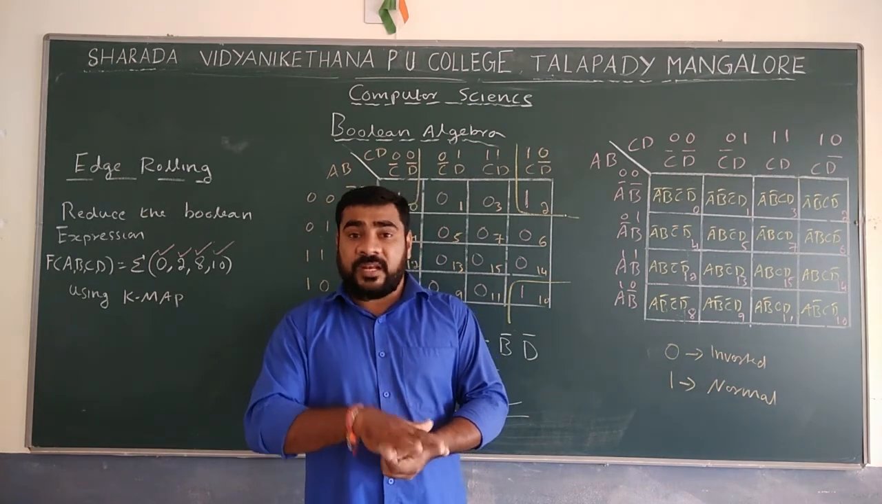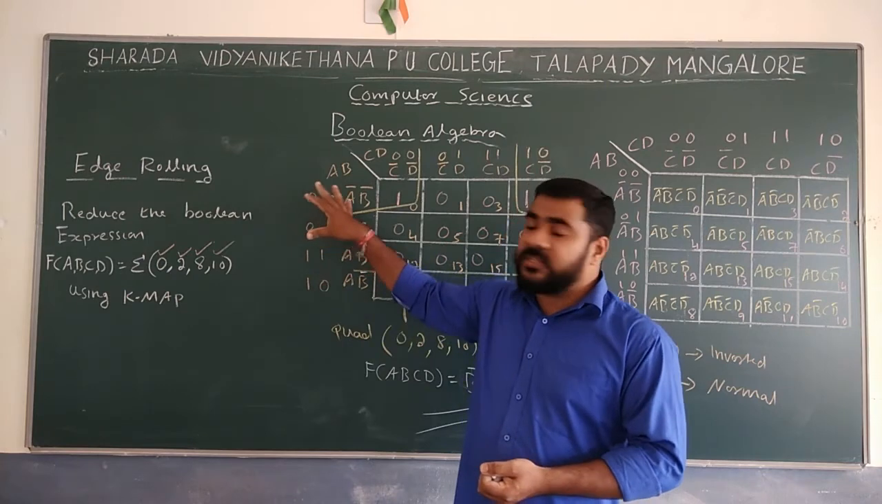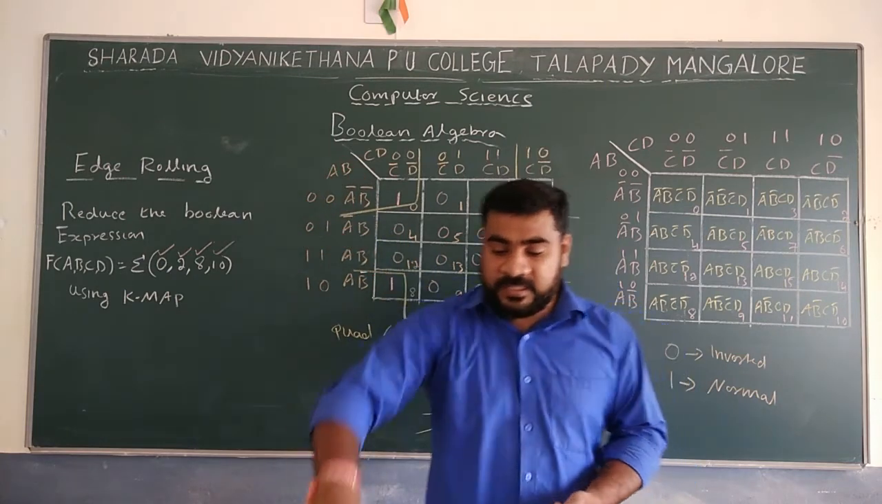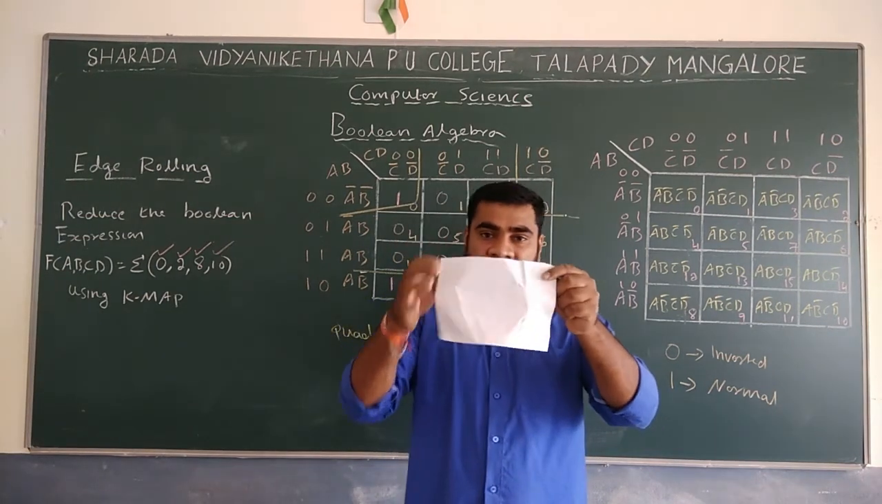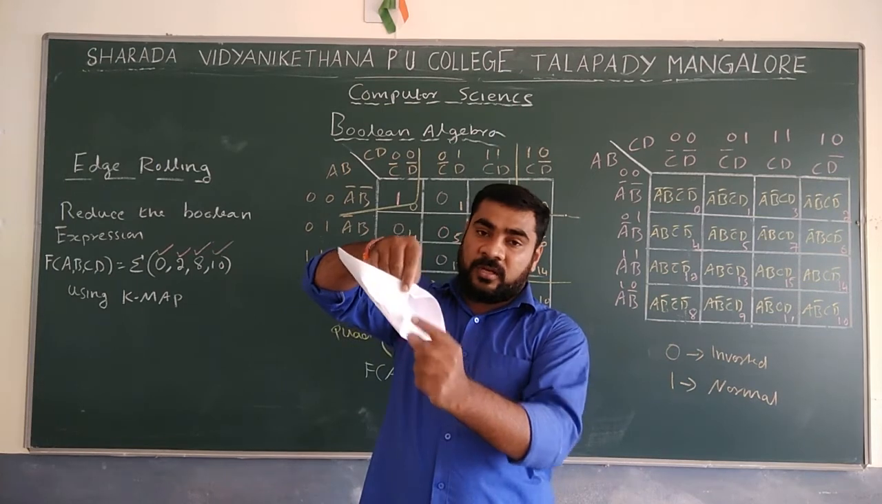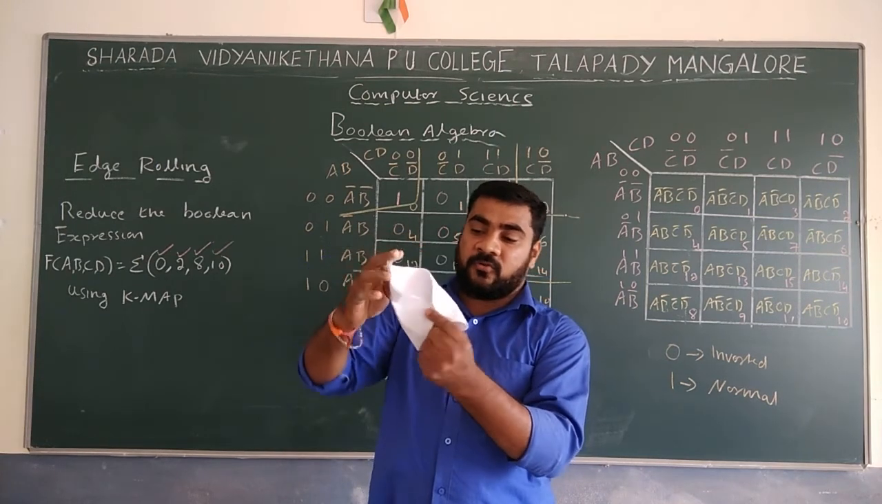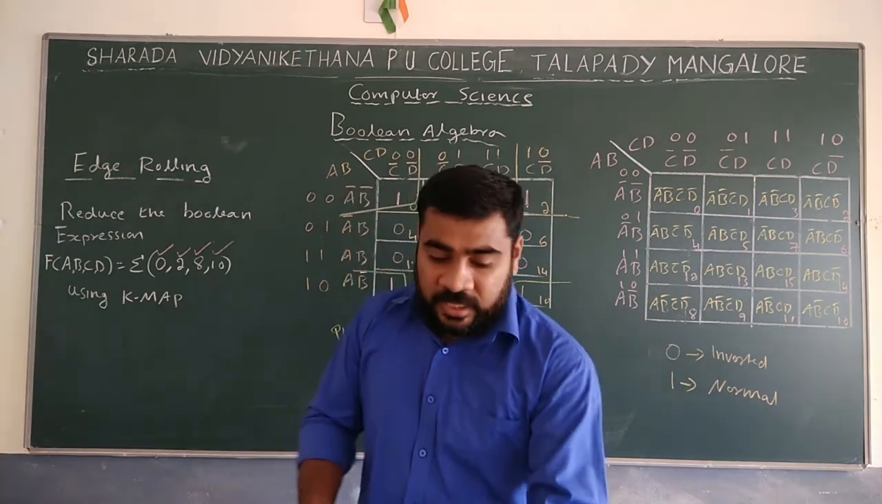So here we reach the end of today's session. In this session we mainly discussed edge rolling. Edge rolling means whenever 4 edges are there in the K-map, we can treat these 4 edges as a single group. So we can group like this. 4 edges nearby can be grouped. That is the main concept we discussed.